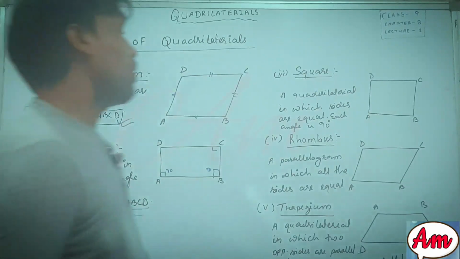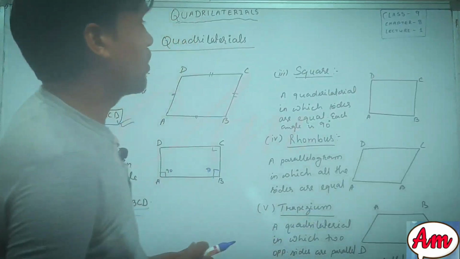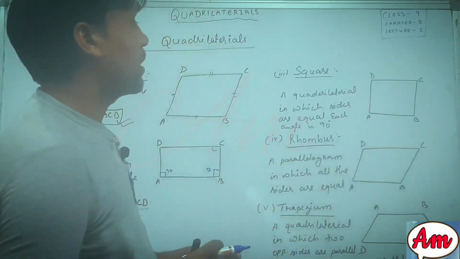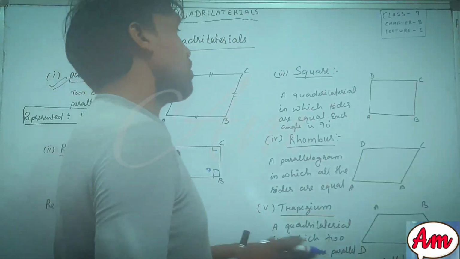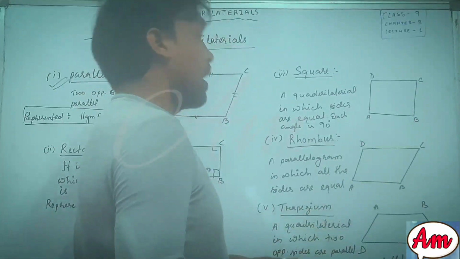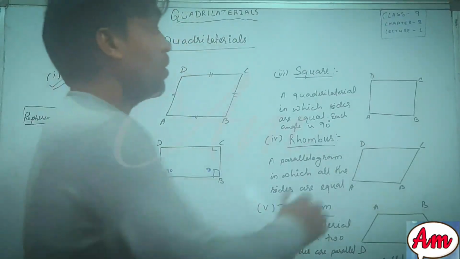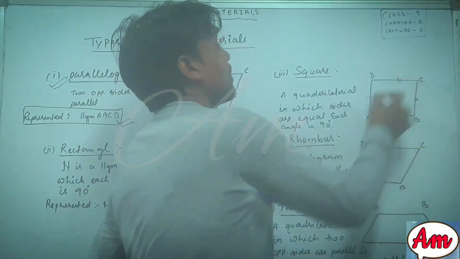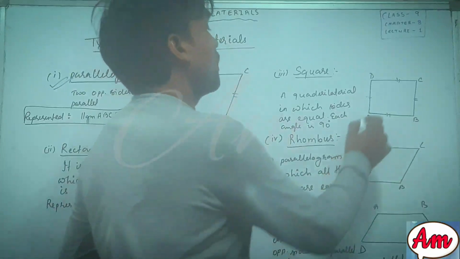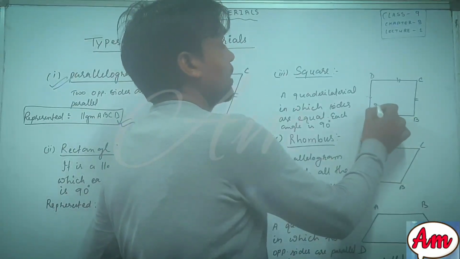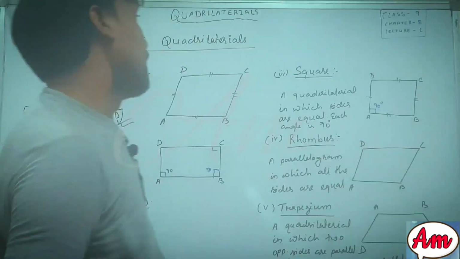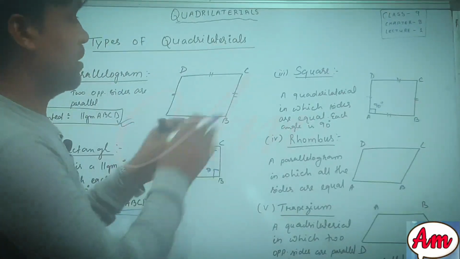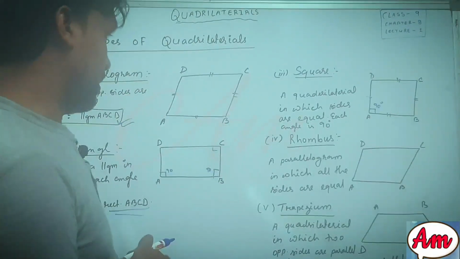The third type of quadrilateral which we are going to discuss today is square. Square means what? Square is a quadrilateral in which all the sides are equal and each angle is 90 degree. All these sides will be equal to one another, and each angle here will be equal to 90 degree. That is the square. These all have four sides, but we can differentiate them in this manner.